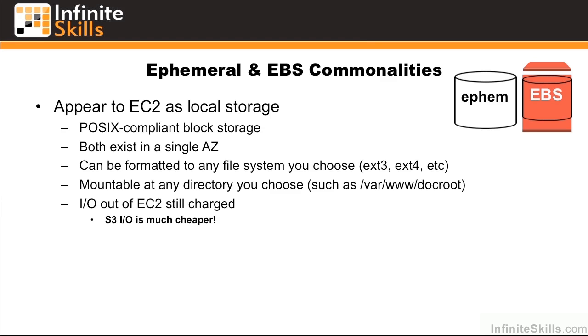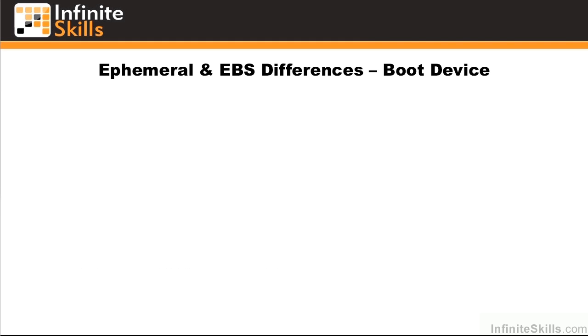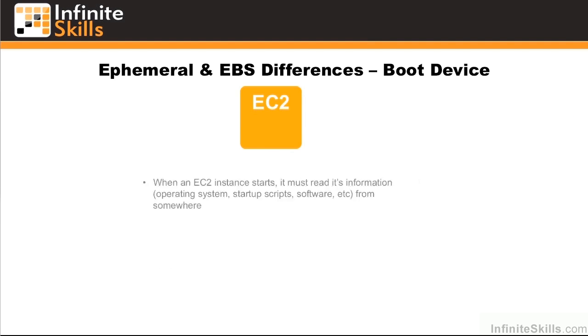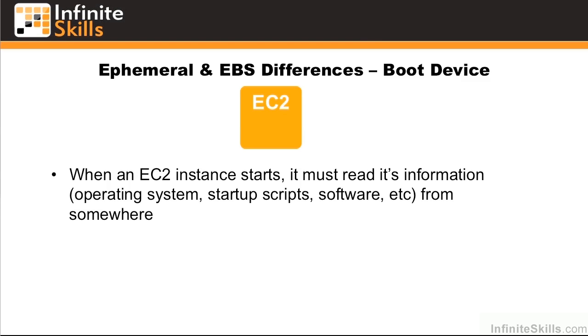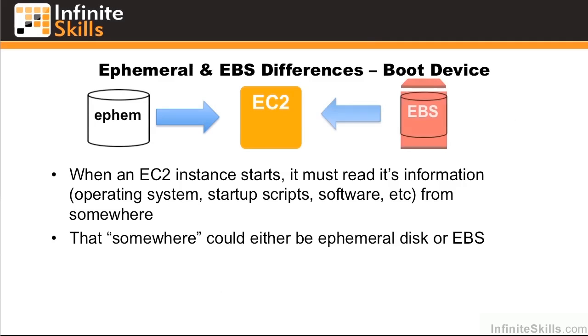S3 I/O is always going to be your cheapest. They can be striped and they can be mirrored with RAID 01. But in the case of EBS, the disks are already redundant. Mirroring makes no sense, but striping may. Either can be used as the boot device. When we talk about a boot device, we're saying that when an EC2 instance spins up, it has to read its information from somewhere. That somewhere could either be ephemeral disk or EBS.